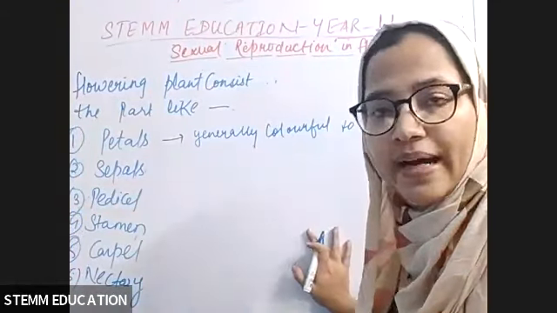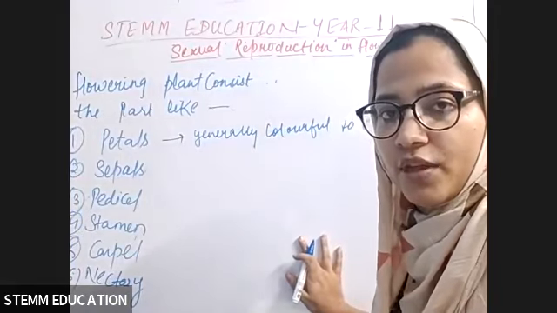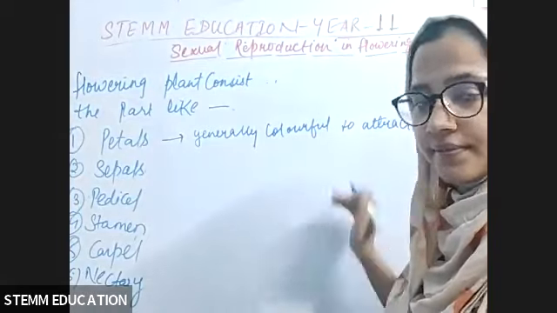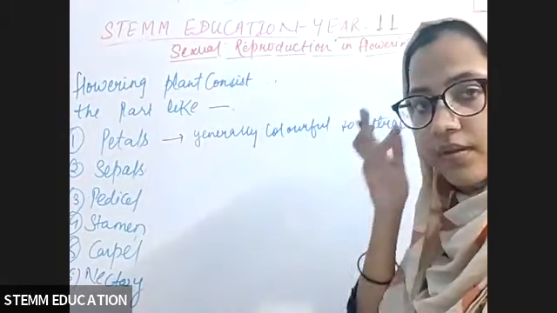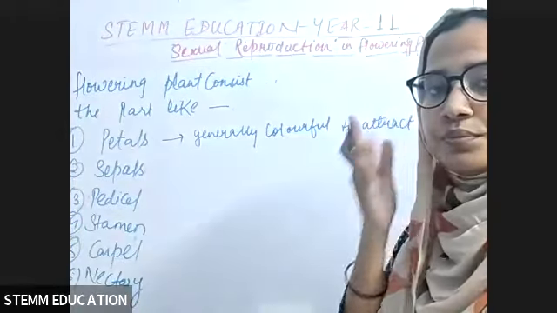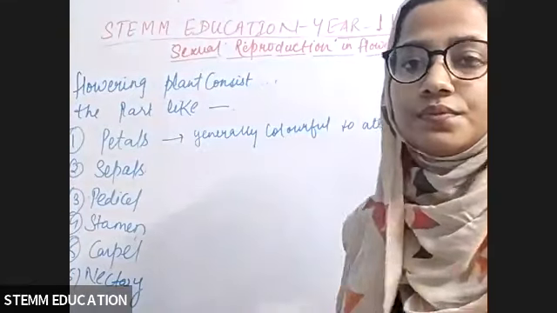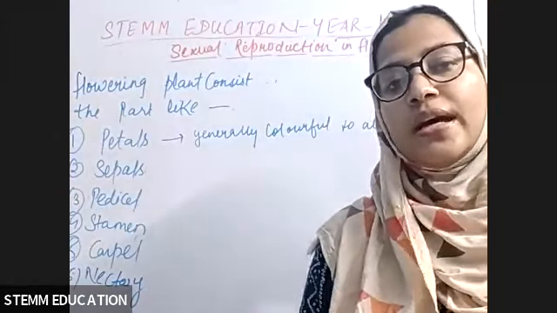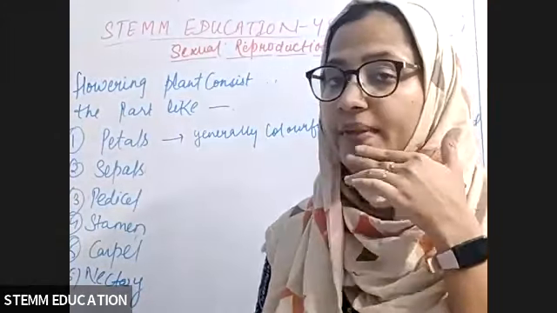You can turn on your mic and speak up if you don't have any issues. What is pollination? Pollination is the process of transferring pollen grain from the anther to the stigma. Generally, pollination needs insects to be attracted.